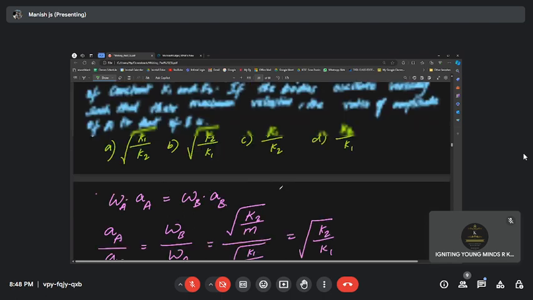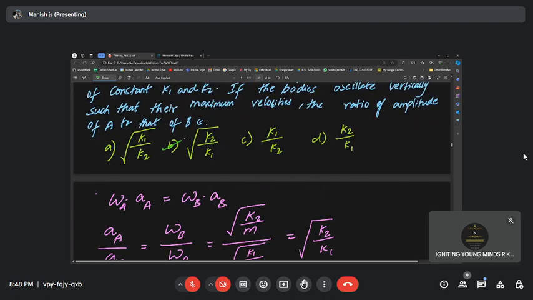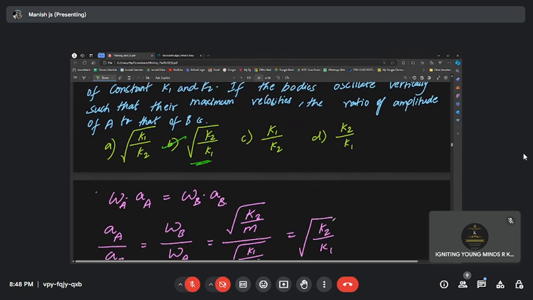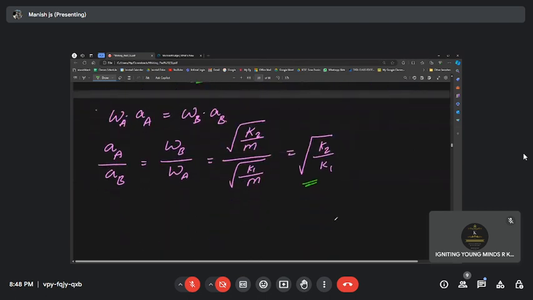Here, root K2 upon K1, second option. So option B is right. Is it clear? So you make use of this particular relationship. Simple. Okay. So here the formula for angular velocity, omega is equal to under root K by M.